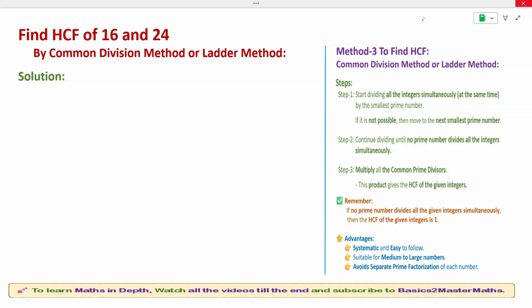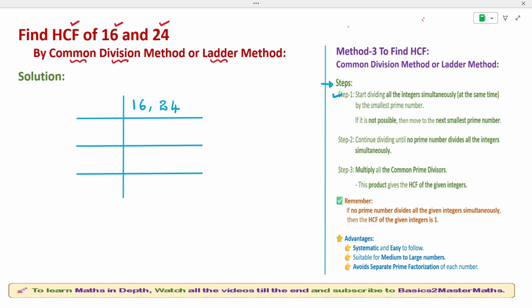Today we will see how to find HCF of 16 and 24 by common division method or ladder method. Let us apply the below steps and solve the problem. Step 1. Start dividing 16 and 24 by the smallest prime 2. Since 2 divides both the integers 16 and 24 exactly, we get 8 and 12.